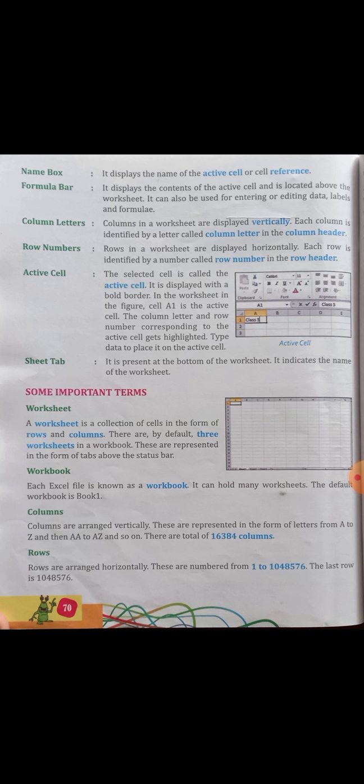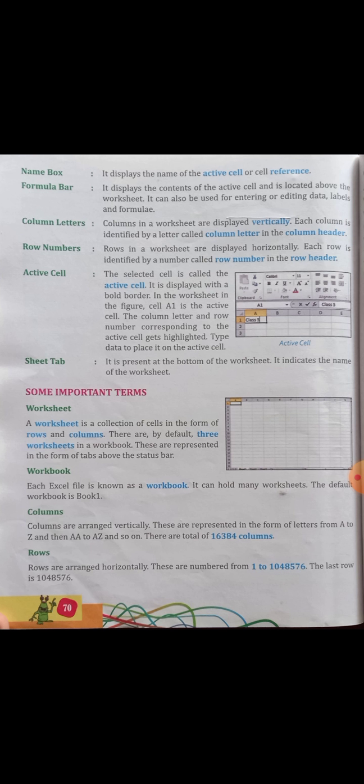Then comes your column letter. A column in a worksheet is displayed vertically usually, and each column is identified by the column letter. You can say alphabets A, B, C, D like that, which we discussed yesterday also. Column letters are all alphabetically written cells which you see in the top of the worksheet, or you can say spreadsheet.